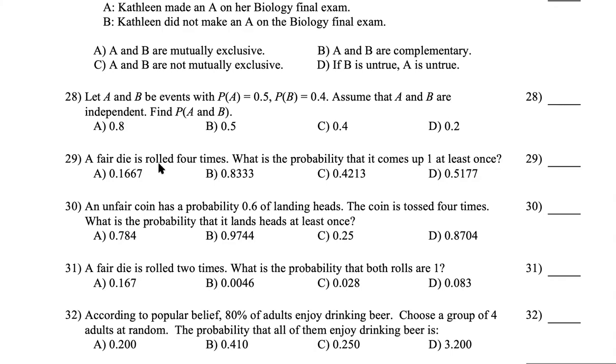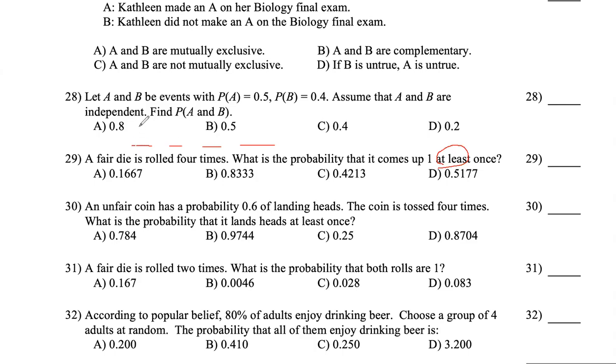Number 29. A die is rolled 4 times. What's the probability that a one comes up at least once? So how do we solve that? Remember, whenever we have these at least questions, we always think about the opposite. The opposite event will be that out of those 4 times, 1, 2, 3, 4, you never got 1. The 1 did not show up.